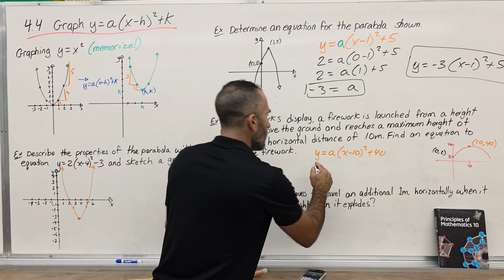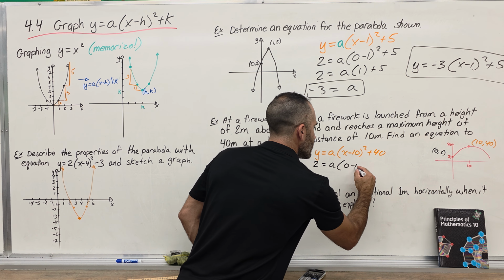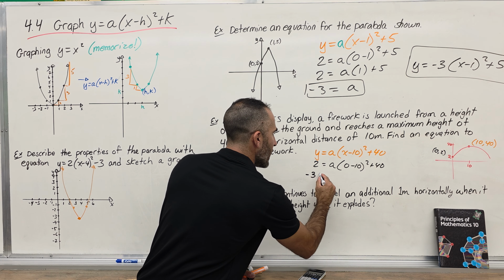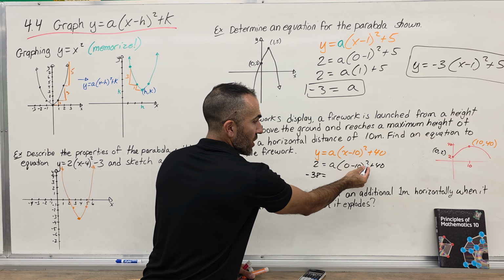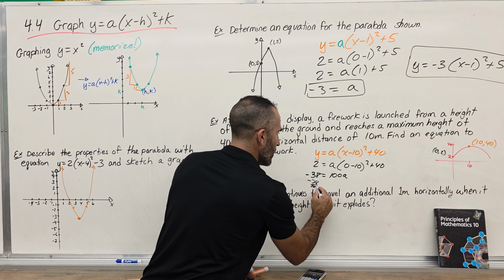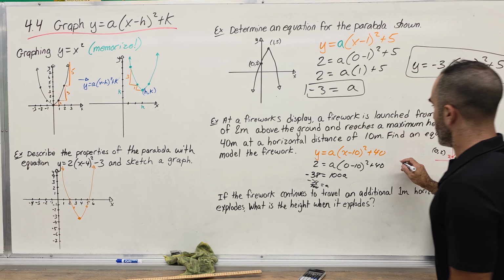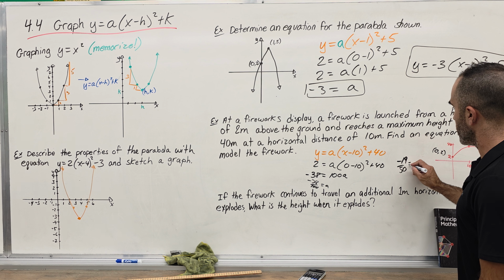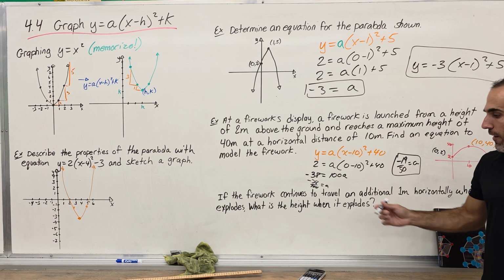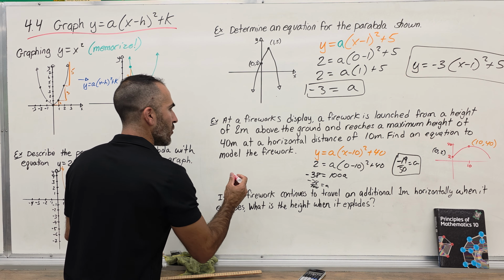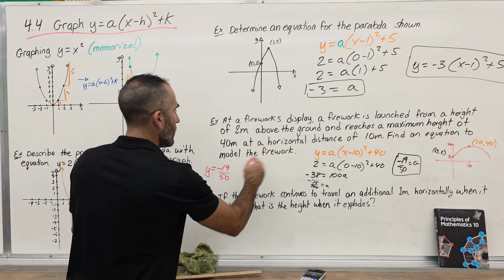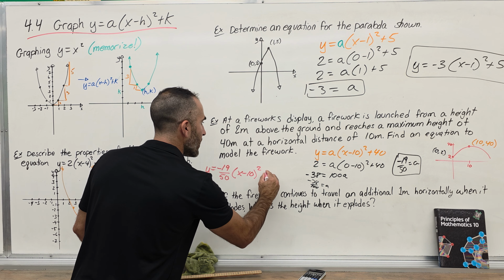I'm gonna go here, plug in a 2, plug in a 0, and solve. I'm going to bring the 40 over. It's going to be negative 38. Negative 10 squared is 100, so this is going to be 100a. So negative 38 over 100 is a. I can reduce that to negative 19 over 50 equals a. Okay, reduce them both by 2. Now I can finalize my equation and say, therefore the equation is going to be y equals negative 19 over 50 times (x minus 10) squared plus 40.